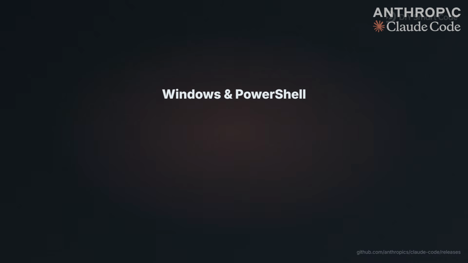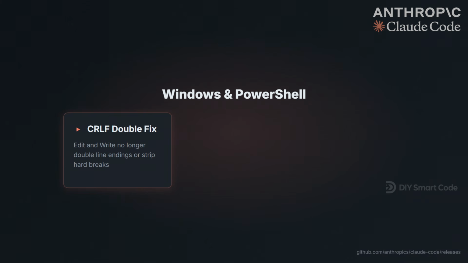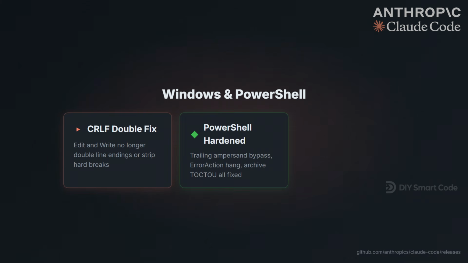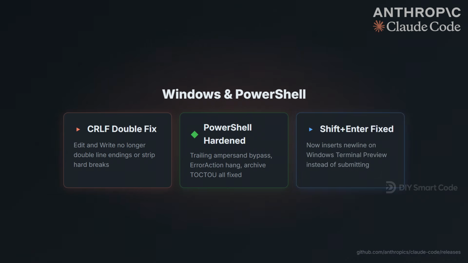Windows users, this one's for you. Edit and write no longer double CRLF line endings or strip markdown hardline breaks. PowerShell permission checks are hardened against trailing ampersands and bypasses. Error action break, debugger hangs, and archive extraction race conditions. Shift plus Enter finally inserts a new line on Windows Terminal Preview instead of submitting.